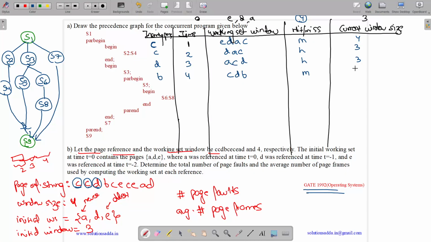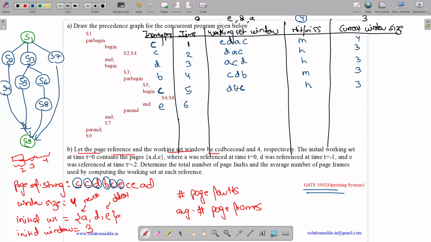Now what is our next page? Next is page C. Whether it is a hit or a miss, it is a hit as C is present. The time is 5. What does our working set become? D, B, C, as C is the most recent one, so it comes at the end. Window size is 3. Now what is the next one? Next one is E at time 6. D is done, C is done, now E is being done.